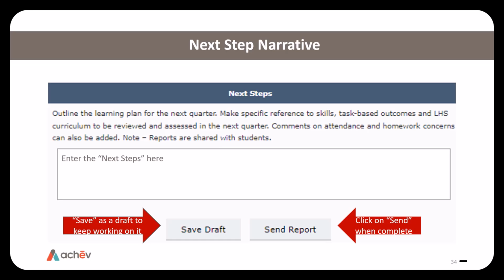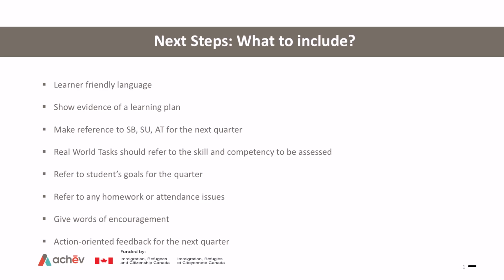If I've completed all the steps in the SPR and I've edited it, I'm ready to submit it, then I would click Send Report. The next steps to include on your SPRs are learner-friendly language, showing evidence of a learning plan, making reference to skill building, skill using, assessment tasks for the next quarter, as well as real-world tasks. They should refer to the skill and the competency to be assessed.